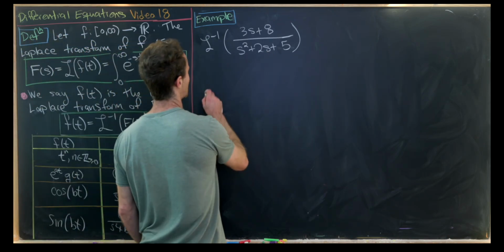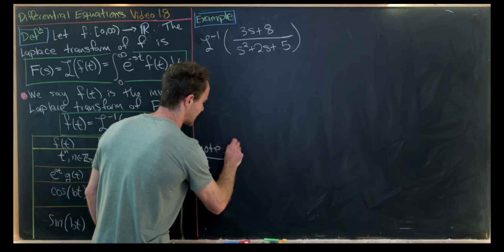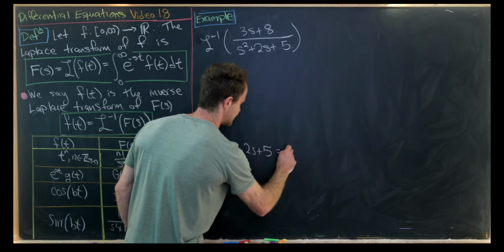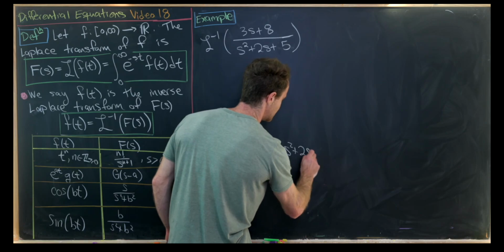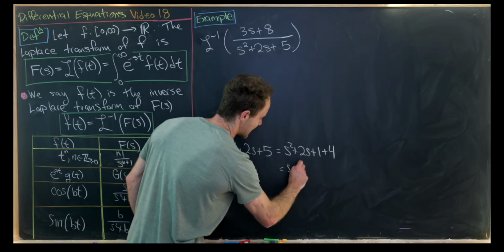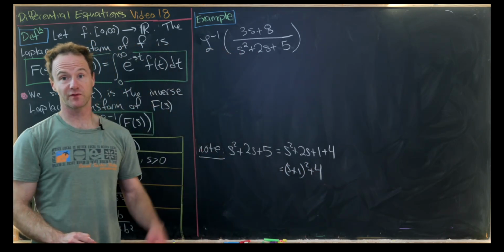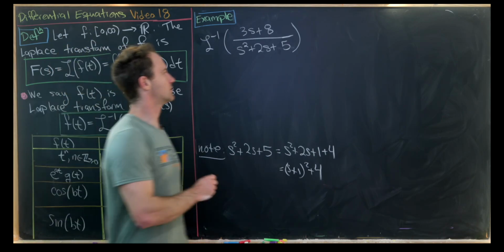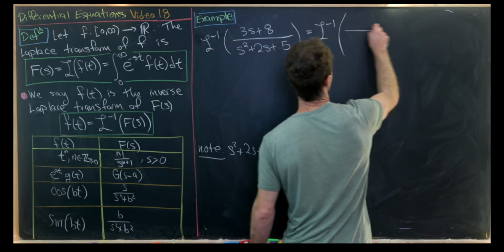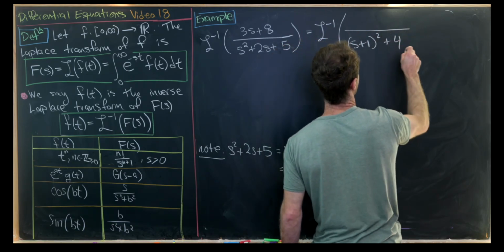So let's maybe put that as a little note. We'll put it down here so we have enough room. So we've got s squared plus 2s plus 5, which is the same thing as s squared plus 2s plus 1 plus 4. But that's the same thing as (s plus 1) squared plus 4. Okay, that's looking good. So now let's rewrite this as the inverse Laplace transform of something over (s plus 1) squared plus 4.